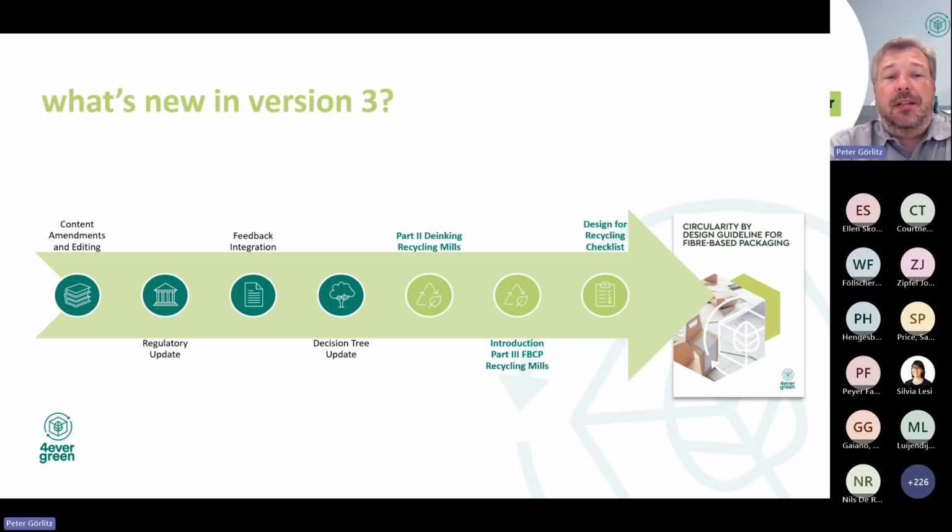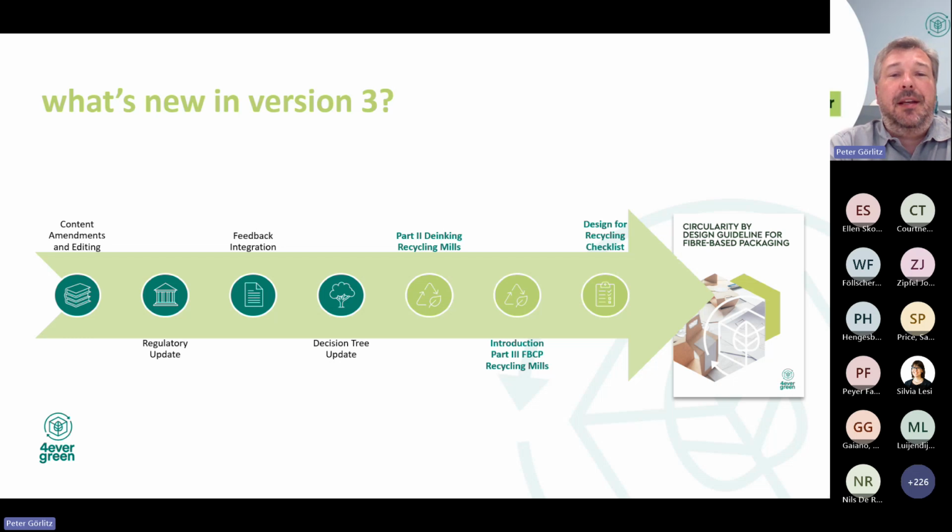Next, the decision tree has been updated. The big new thing, which takes most of this new space, is part 2 for the inking recycling paper mills, which is supposed to be now in the new version. As I already mentioned before, we don't have this guideline for the fiber-based composite packaging of part 3. However, we already started opening the chapter and writing important information, so this chapter is also new.